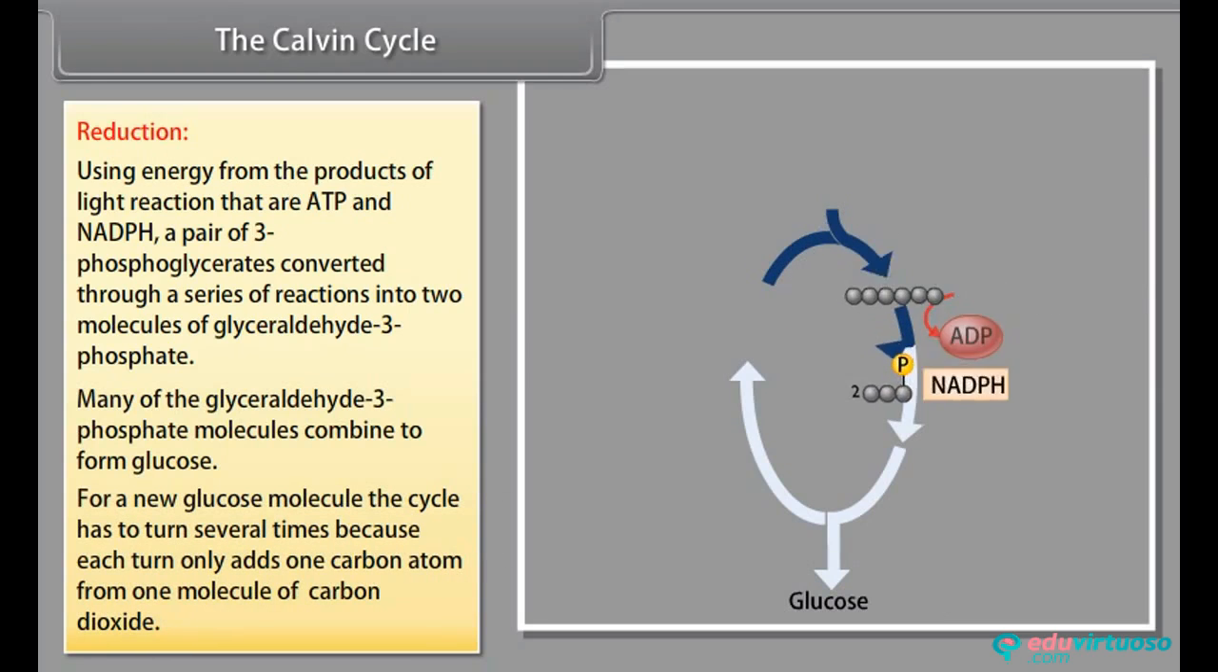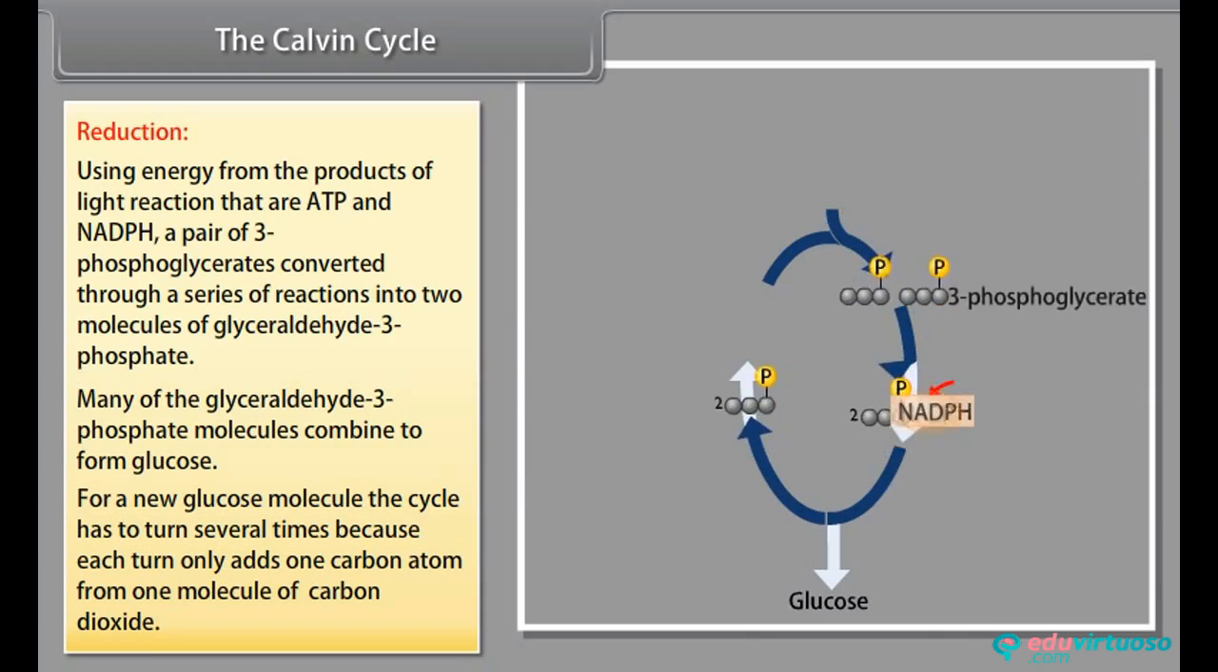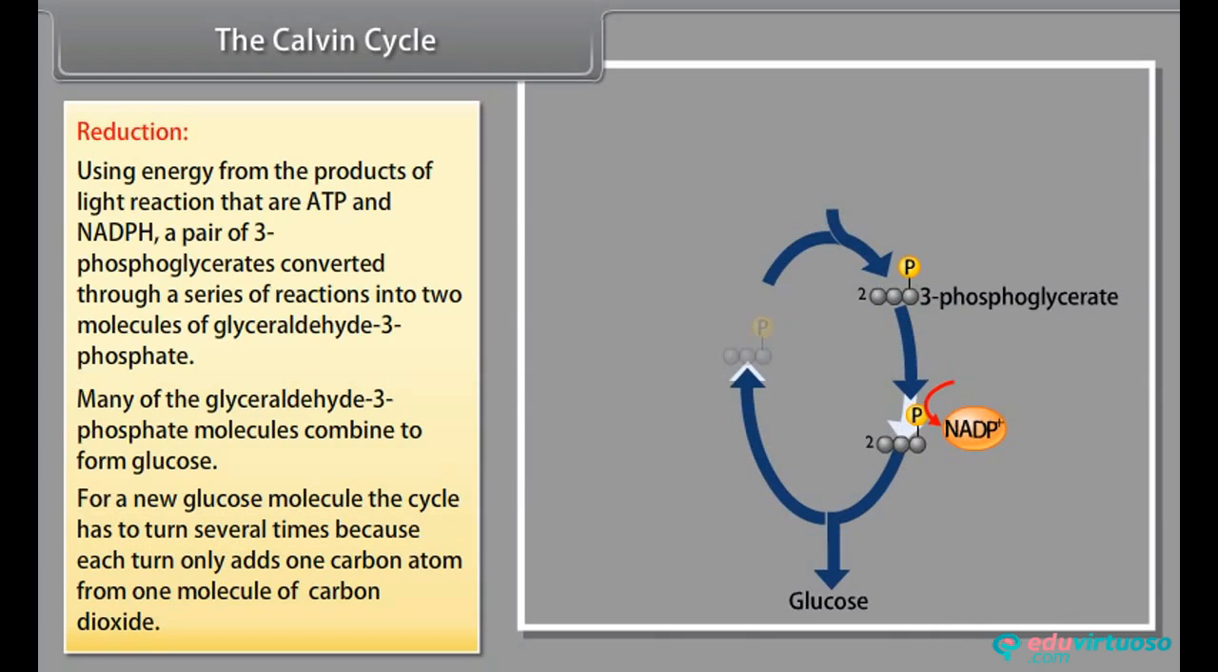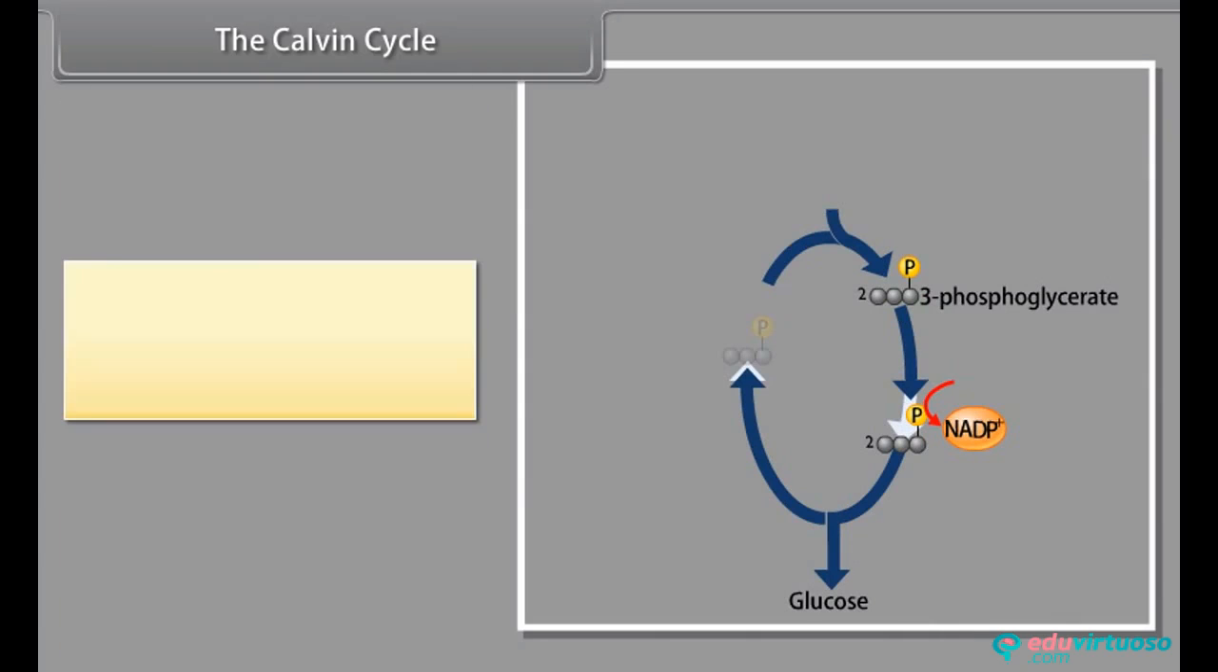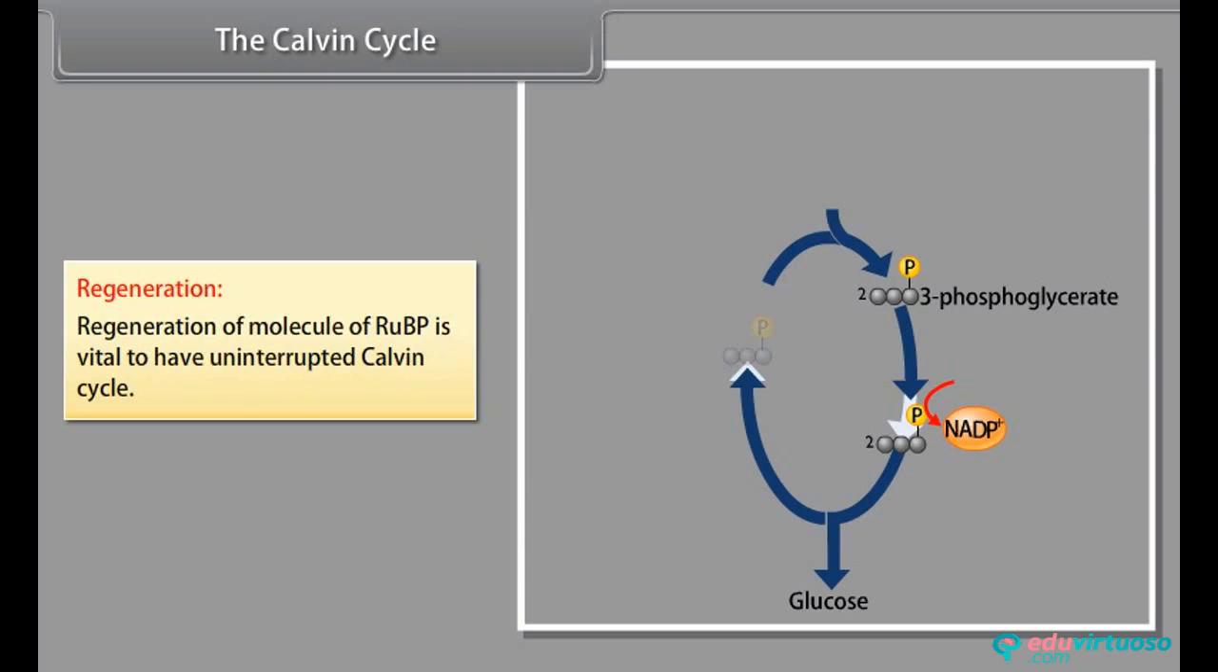For a new glucose molecule, the cycle has to turn several times because each turn only adds 1 carbon atom from 1 molecule of carbon dioxide. Regeneration. Regeneration of the RuBP molecule is vital to have an uninterrupted Calvin cycle.